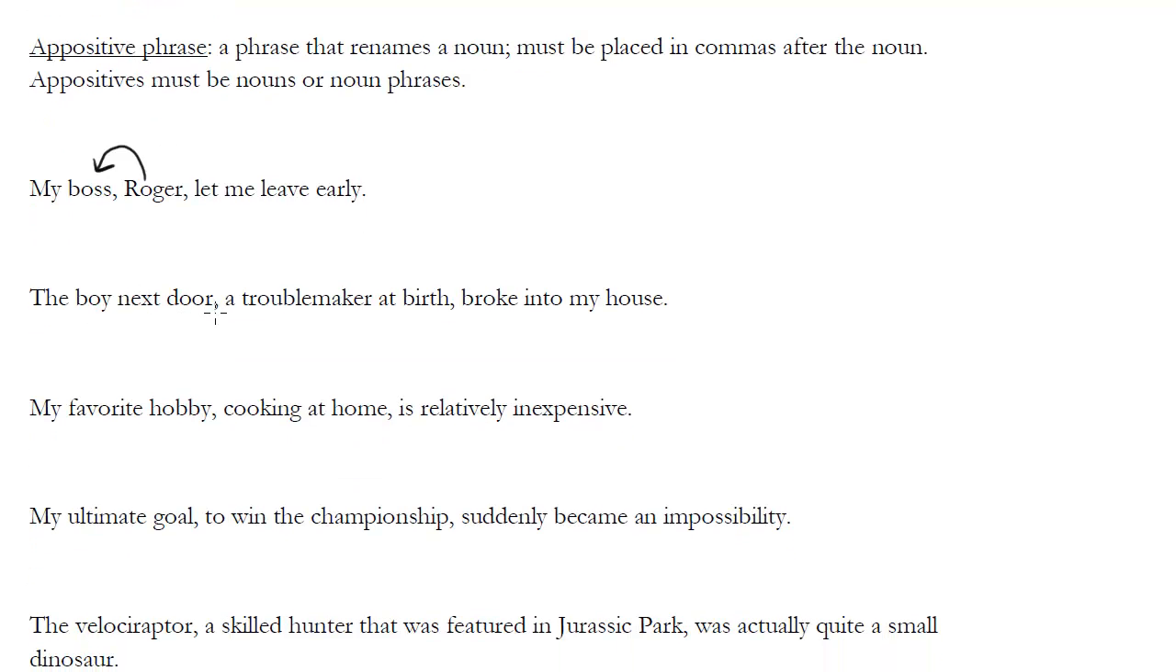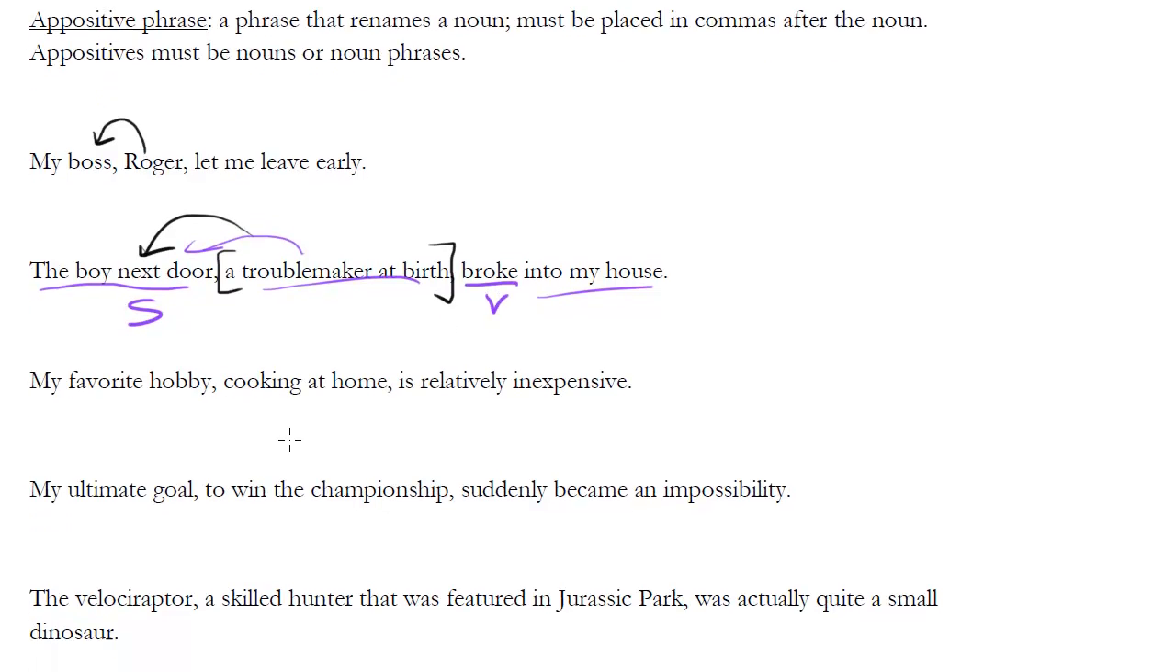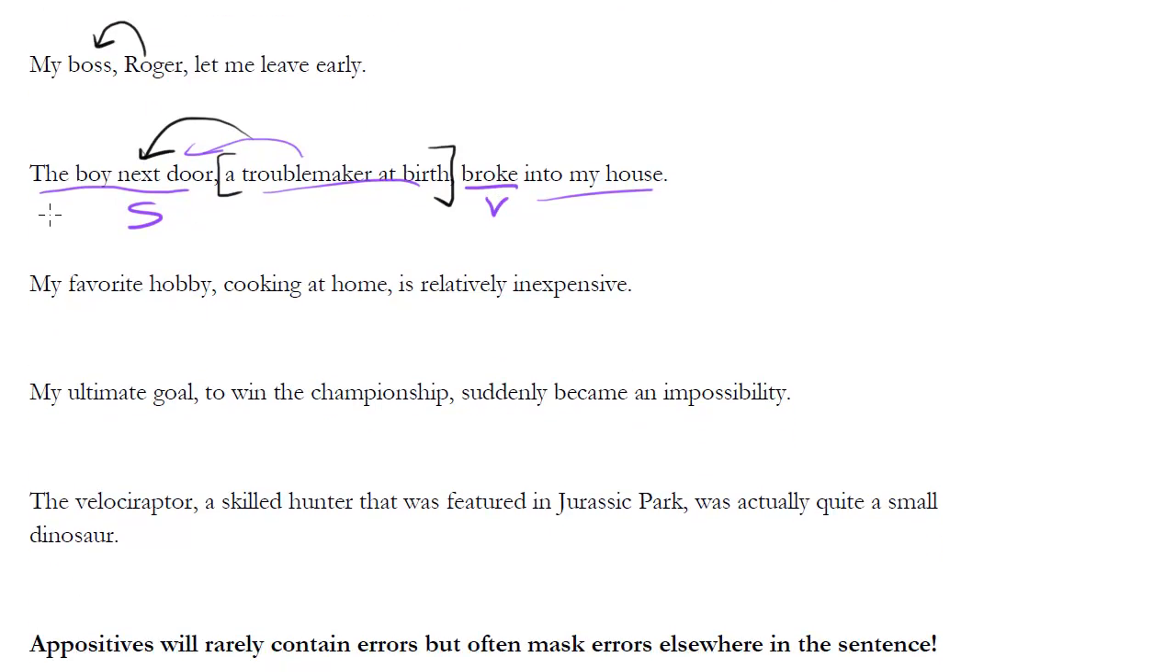The boy next door, a troublemaker at birth, broke into my house. So notice we've got our appositive phrase, modifying the boy next door. So now we know something more about that boy. But then we complete the independent clause. Here's our verb and then the rest of the sentence. So this is the subject, this is just adjectival, describing the boy, and this is the rest of our sentence. Keep that in mind because it's important. We'll talk about that more in a second.